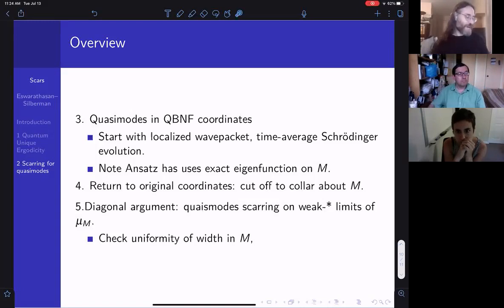And so since nothing depends on the spectral width, you can take a diagonal argument where you take a sequence of submanifolds M where the hyperbolic measures on those converge to some other, maybe even fractal measure. And then you take a diagonal argument. You have your quasimodes converging to each of them. You go on the diagonal and you get the limit measurements. And that's the end of the argument.